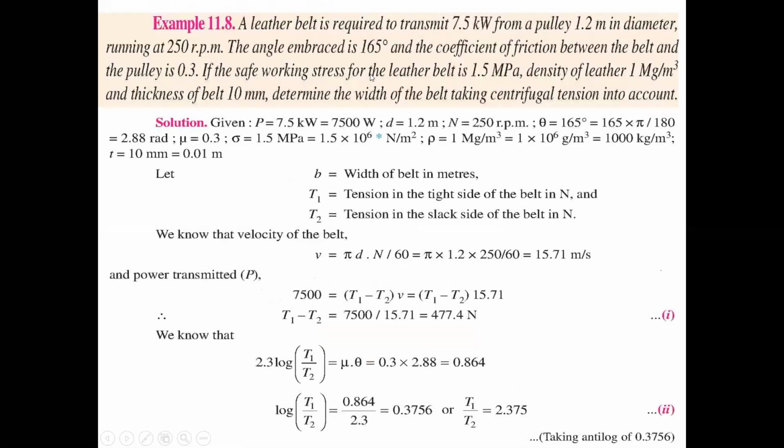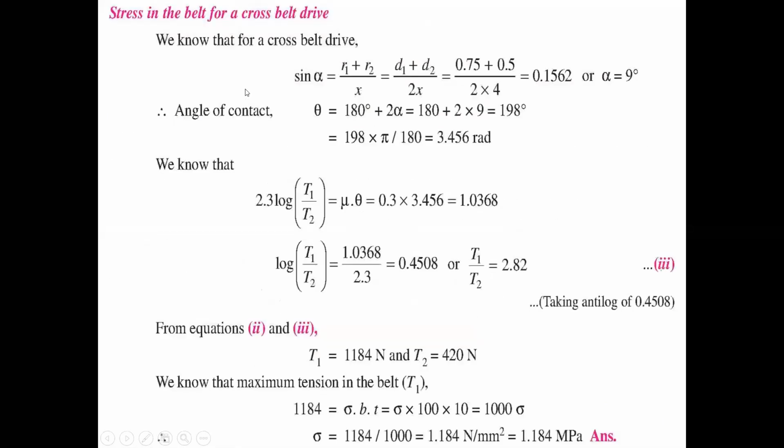Now the stress in the belt for a crossed belt. What we found earlier was for the open belt. Now we find it for the crossed belt drive. For the crossed belt, sin alpha equals R1 plus R2 by X, which equals 0.75 plus 0.5 by 2 into 4. That is 0.1562, so alpha equals 9 degrees.